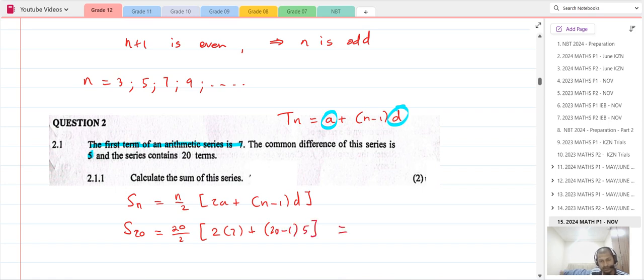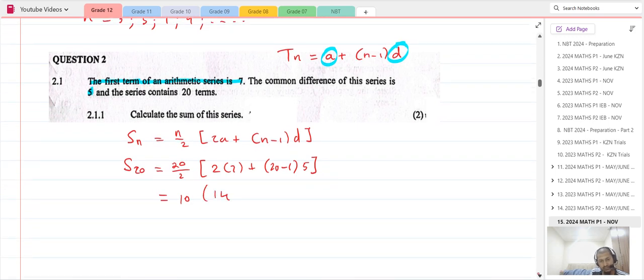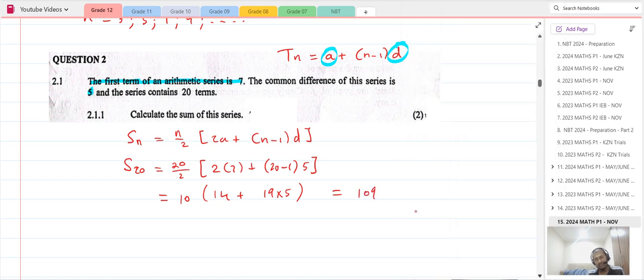Now let's substitute this and simplify, so we have less to type in the calculator. So we get 14 plus 19 times 5. I will just do this in the calculator: 19 times 5 plus 14 gives me 109, and then times 10, so 1090. That's the sum of the first 20 terms.